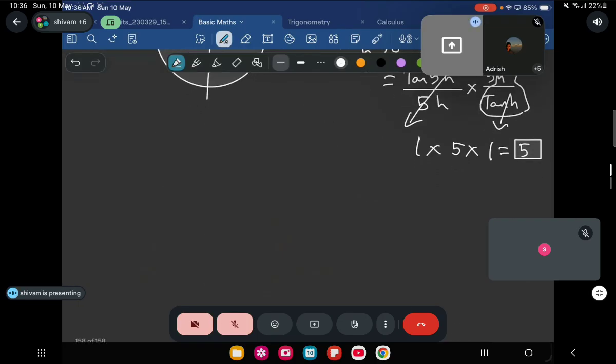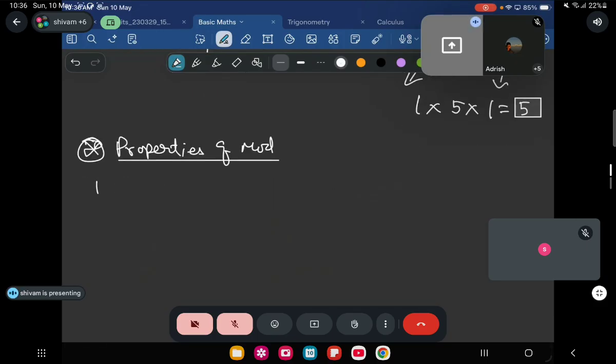Okay, properties of mod. This is a part of which chapter? This chapter will be modulus and mod inequalities. Number 1. If I say mod of A is equal to mod of B, this implies A equals plus or minus B. Everyone, if mod of A is equal to mod of B, A equals plus minus B.